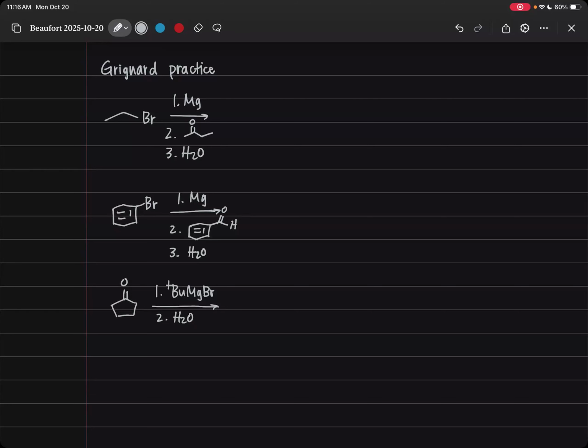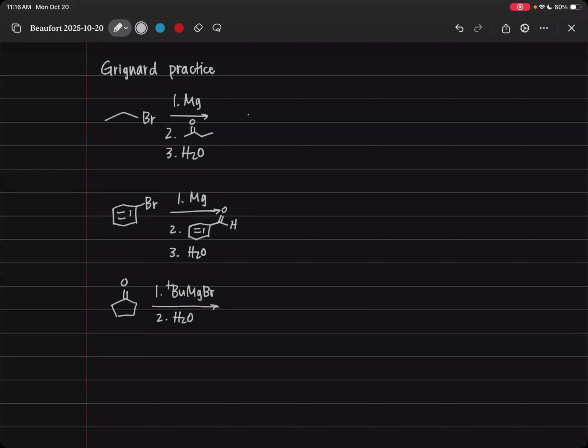Okay, so do we have an idea of where to start on the first one? So the first thing, the first thing we're going to do is insert the magnesium into the carbon-bromine bond.